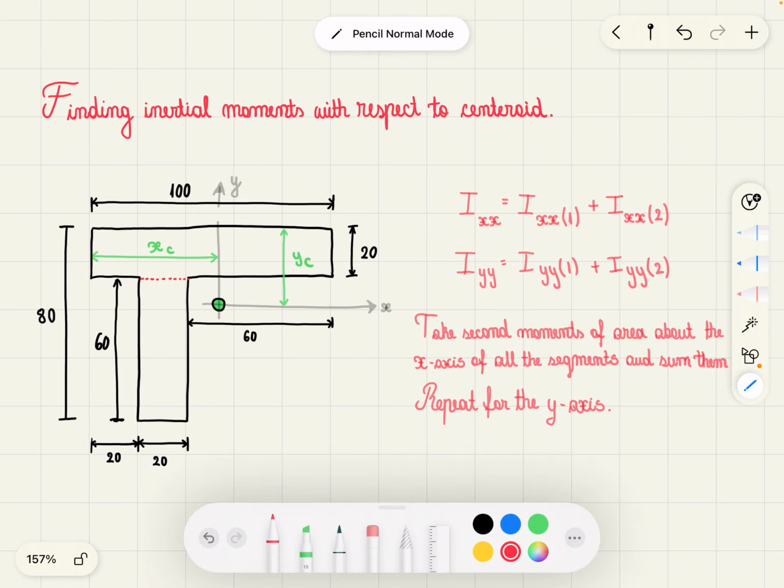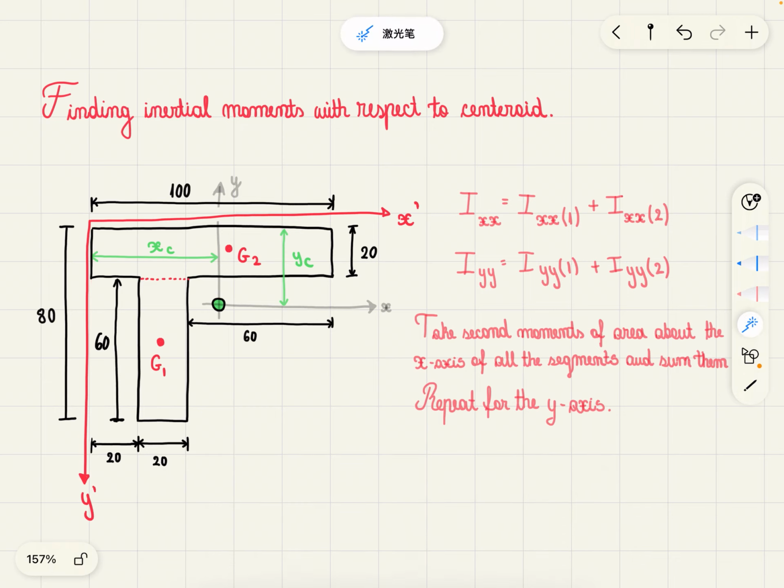So here, let's draw this on and call it G1 for shape 1, and same here, G2. And then we need to draw two reference axes. This one's going to be x prime, and this one's going to be y prime. Now we can find xc and yc.